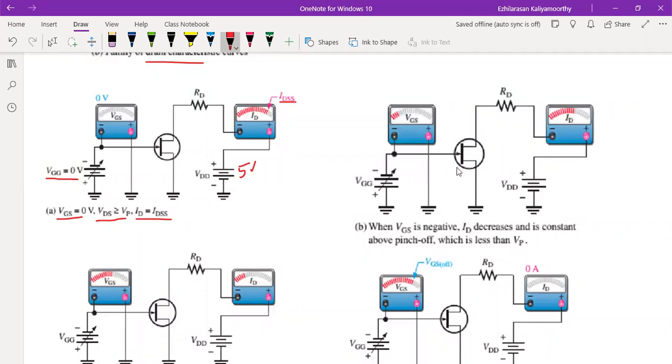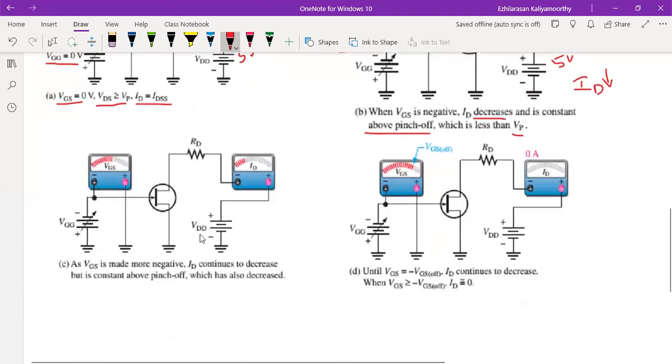Now you see the second diagram here. The VGS value is negative, say for example we can take it as minus 1 volt. So when it is minus 1 volt, we are increasing the value, right? When I'm going to increase this value, what happened? This is constant. When I increase in the sense of going less than 0, which is in negative, then what will happen? The ID will decrease, the current will decrease, and it is constant above the pinch off voltage, which is less than Vp, that is pinch off voltage.